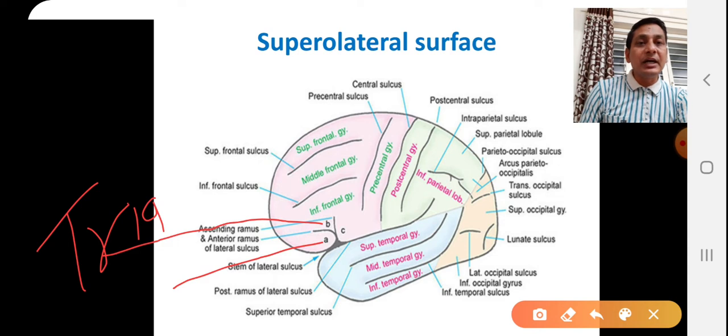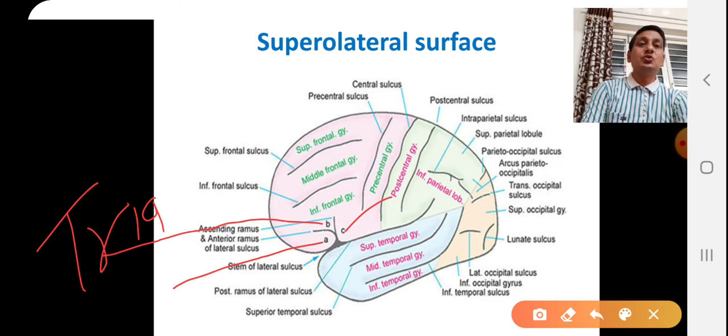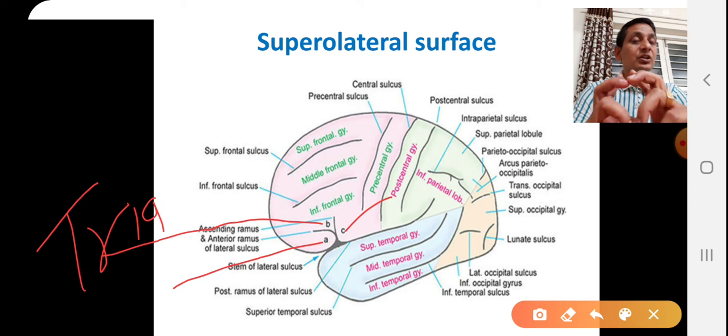Then behind the part in between the lateral sulcus and the ascending ramus, that is the pars opercularis. This is the C, showing the pars opercularis. Now this is the superior lateral surface. Now we are studying the frontal lobe.